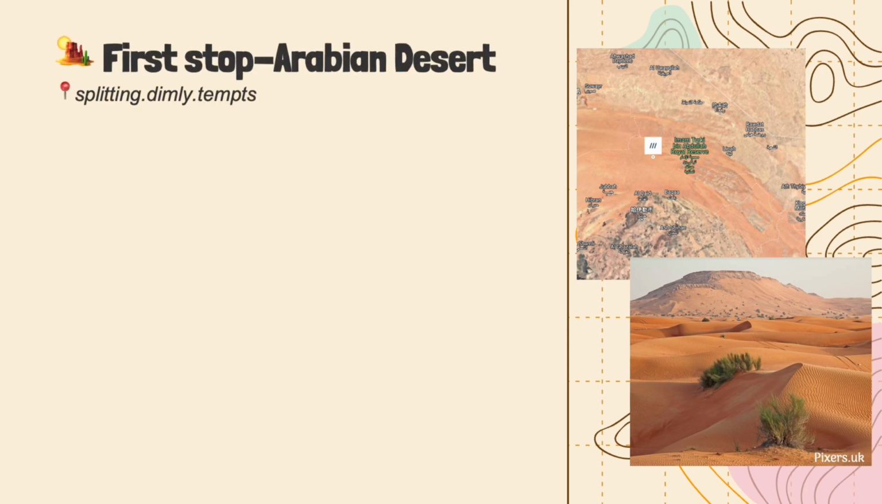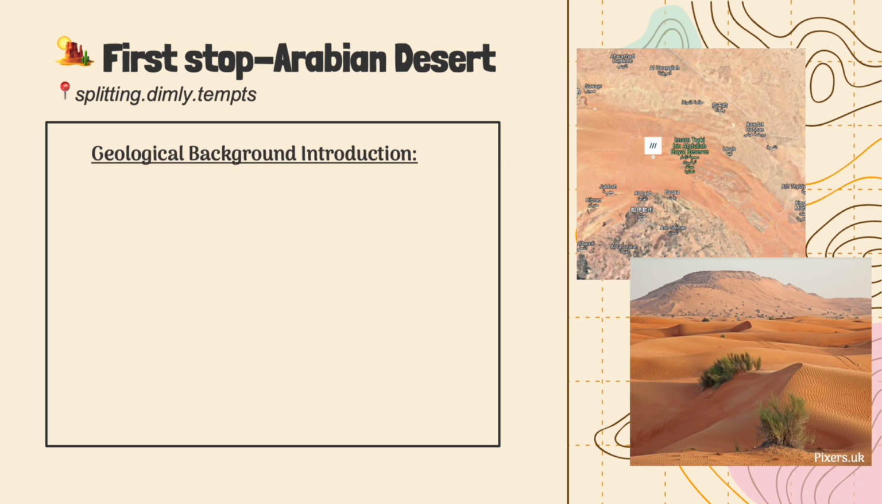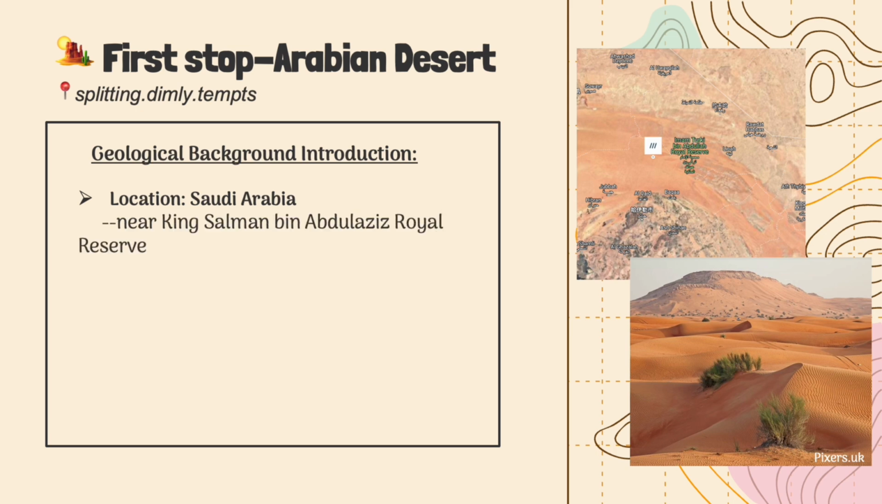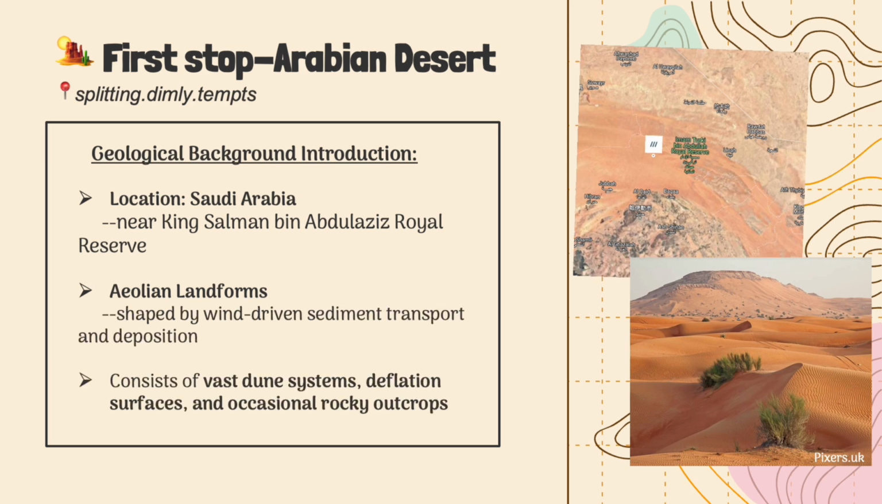First up, let's talk about the Arabian Desert, a vast expanse shaped predominantly by wind-driven sediment transport and deposition. Located in Saudi Arabia, this region features an array of aeolian landforms, including extensive dune systems, deflation surfaces, and rocky outcrops.